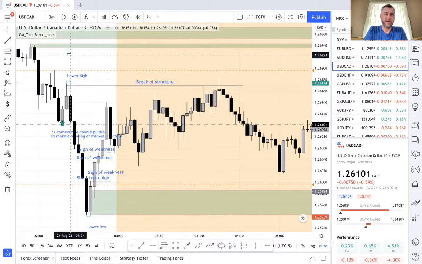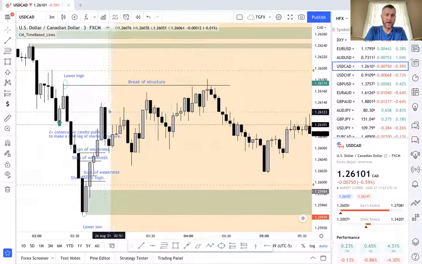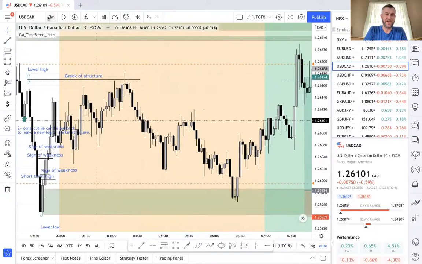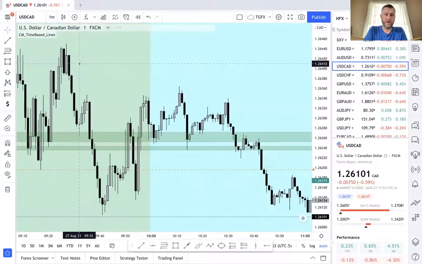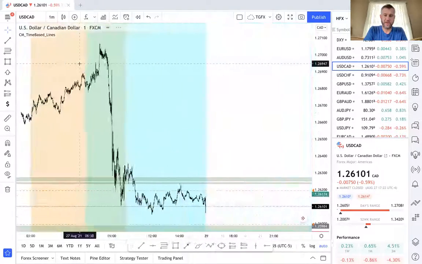So you can look at the higher time frames to see if it's showing more confluences by breaking higher time frame market structures too. But you definitely want to take your entry, if possible, off the 1 minute, because it really kind of narrows down that order block.